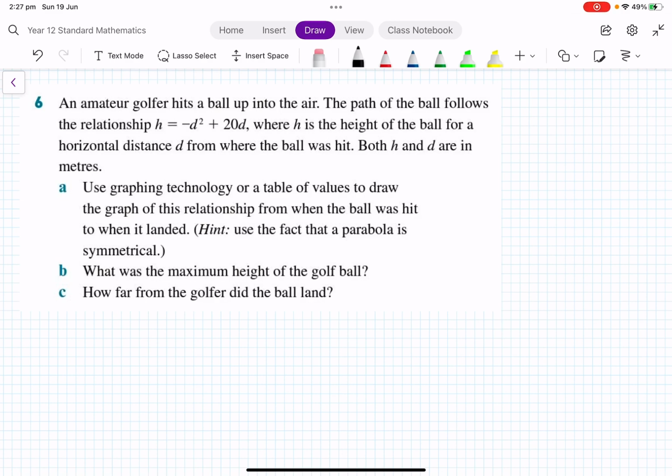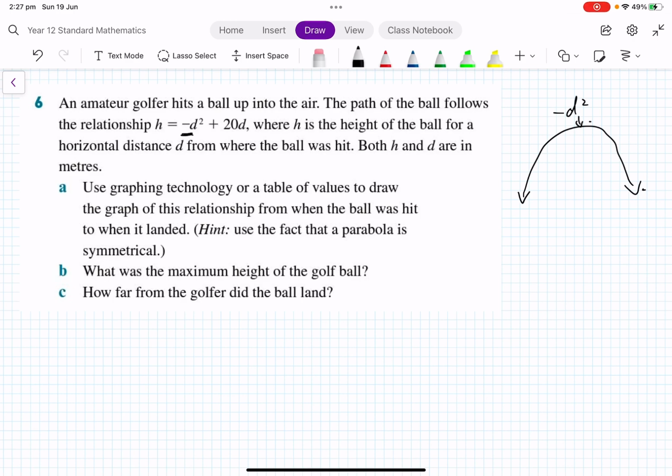The path of the ball follows the relationship h equals minus d squared plus 20d. Now, the fact it's minus d squared means it's going to look like this, all right? So just so we know, that minus d squared does that. It's got to do that.